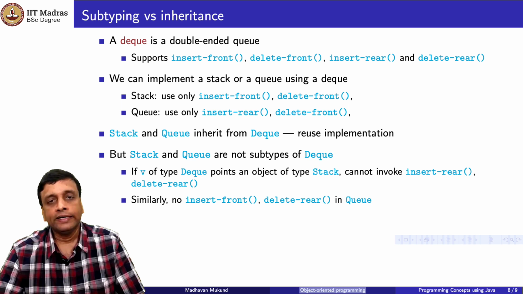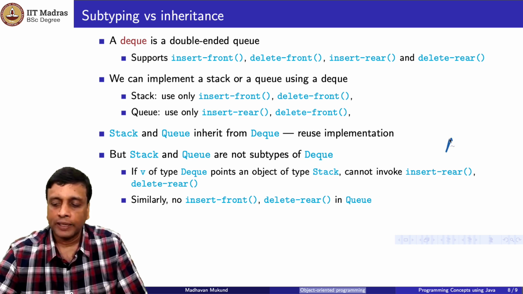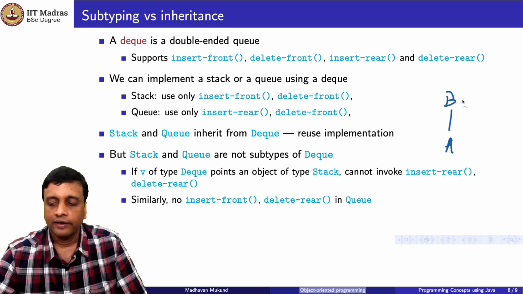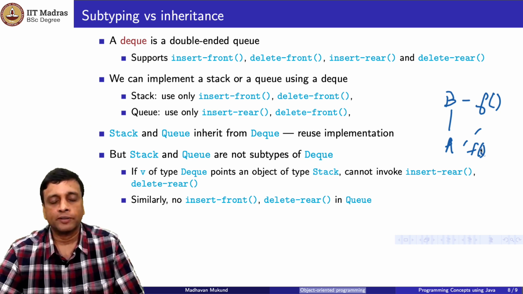But if you think about interfaces, they are not subtypes, right? So supposing I want to declare that stack is a subtype of deck. Remember that if A is a subtype of B, and if I have a function here, then I must also allow that function here. This is a static property of subtypes.